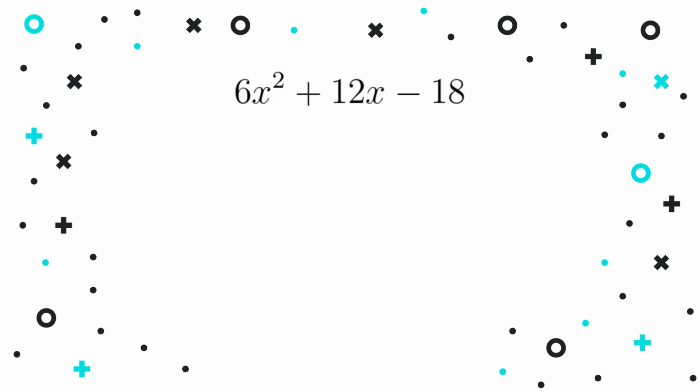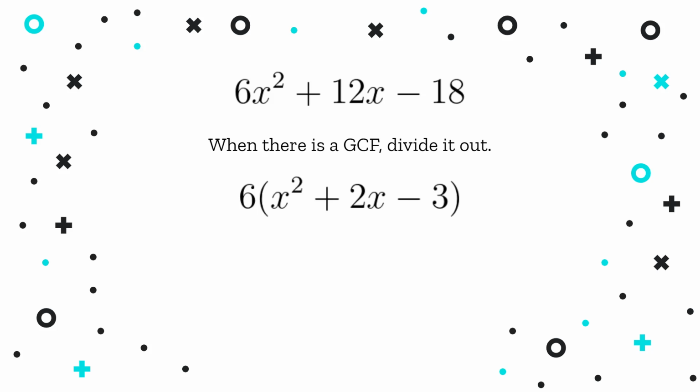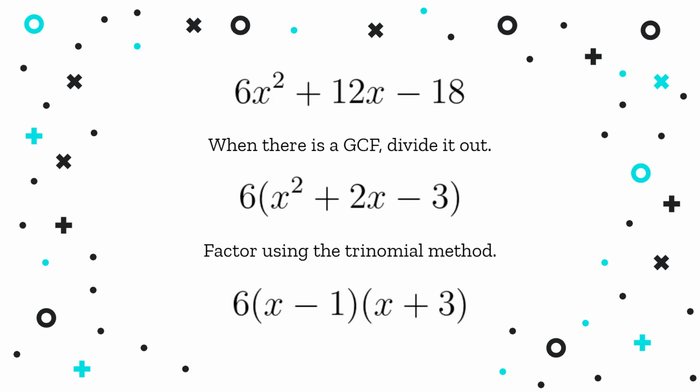Here is another trinomial, and it's always important to try and simplify a trinomial down if there are GCFs present amongst all three terms. In this situation, there is a GCF, and that GCF is the number 6. So 6 is divided out to get 6, and then in parentheses, x squared plus 2x minus 3. And now you can proceed using the trinomial method and ask yourself, what multiplies to negative 3 and adds to positive 2? And the answer is the numbers negative 1 and positive 3.